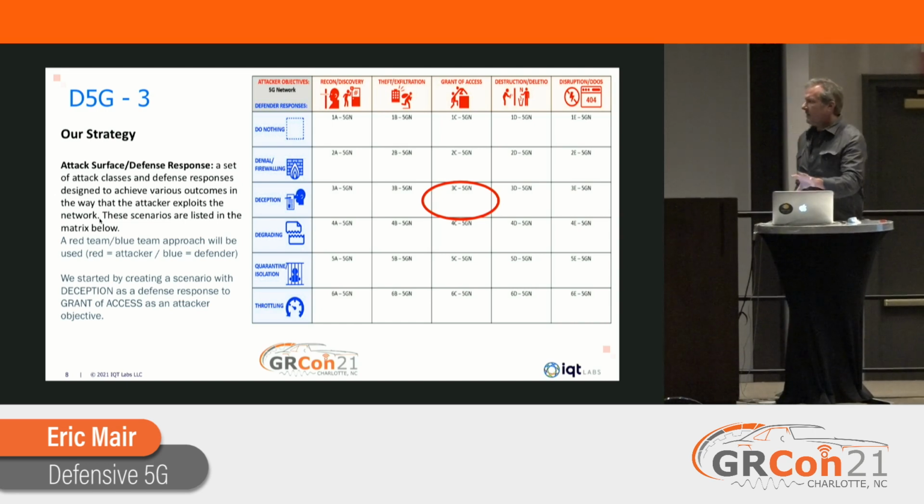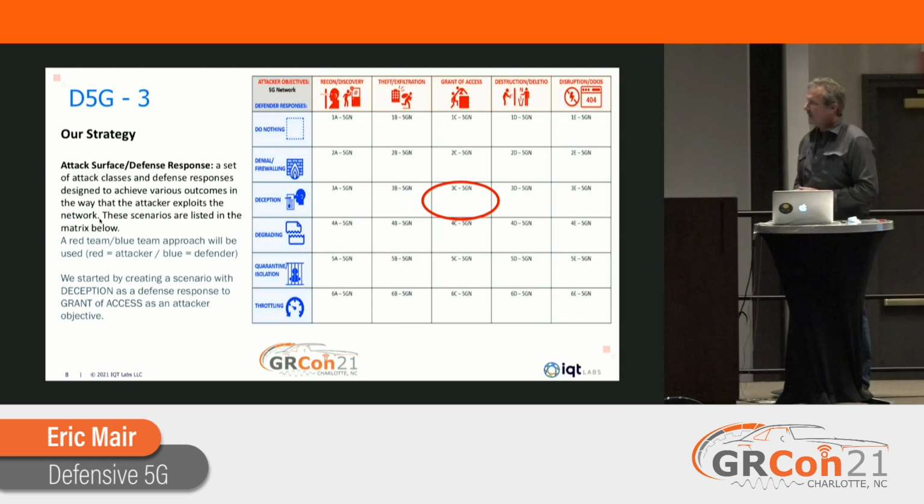So these are all documented in our GitHub README. We've defined these pretty well, and you can read more about them there. But we picked a scenario. We said, okay, we're going to do attack objective, we're going to do grant of access, and we're going to pick deception as our defense response.